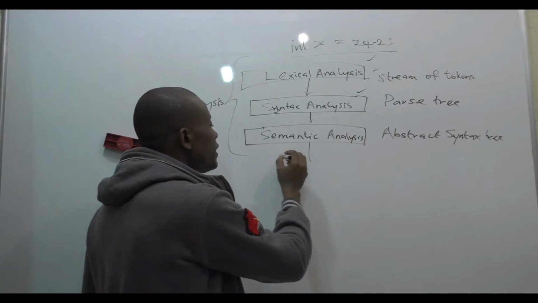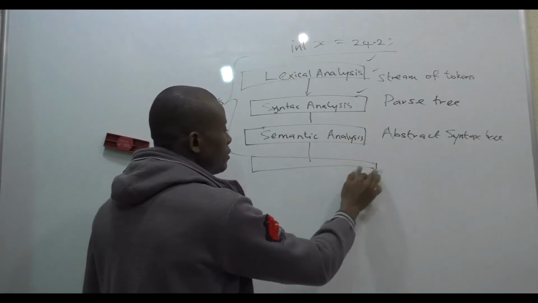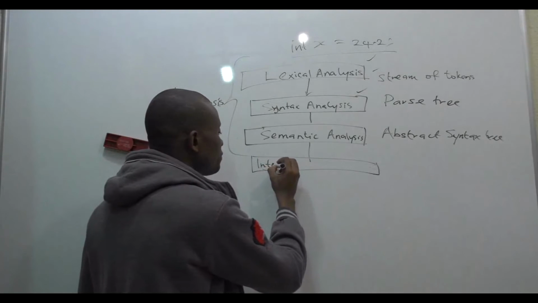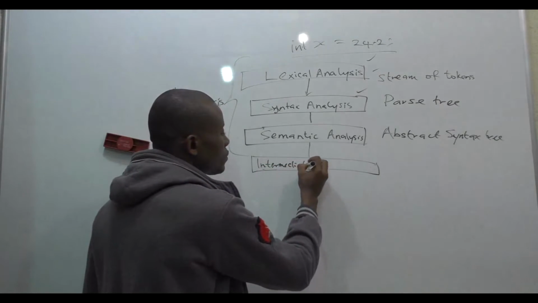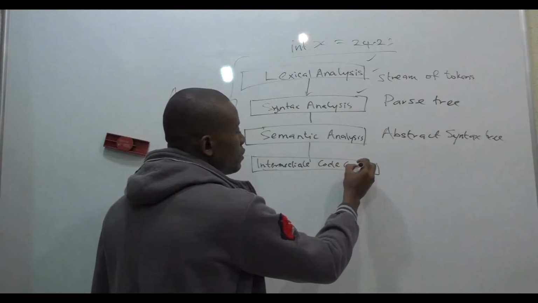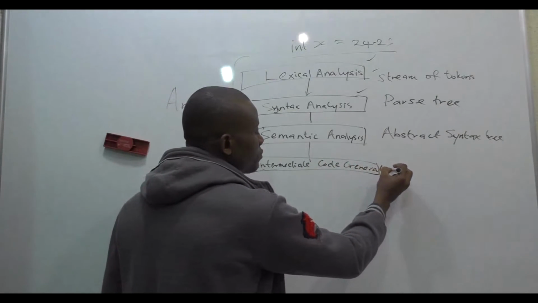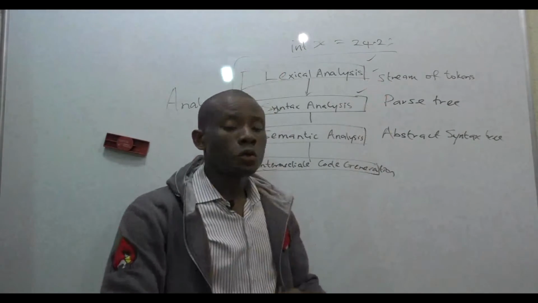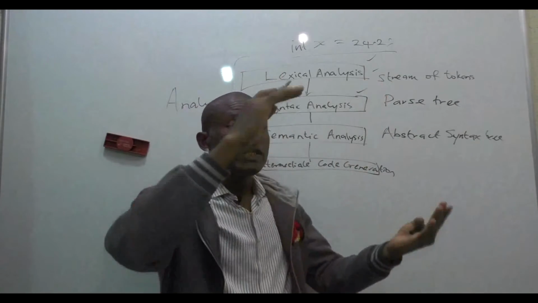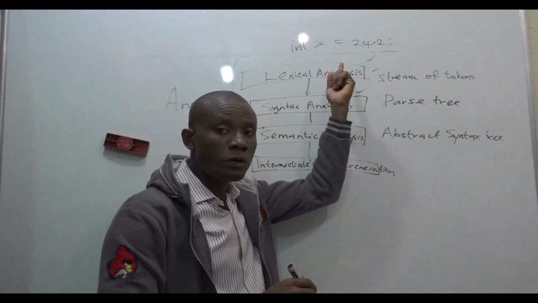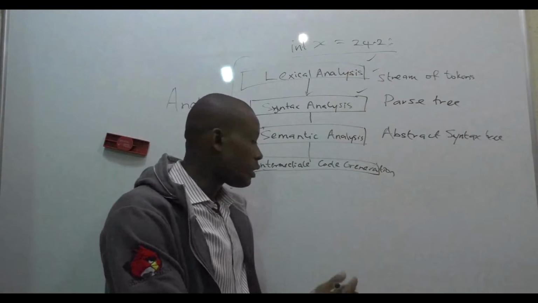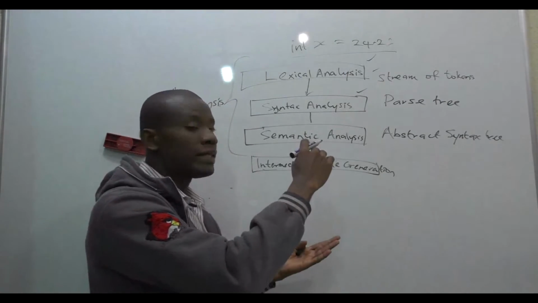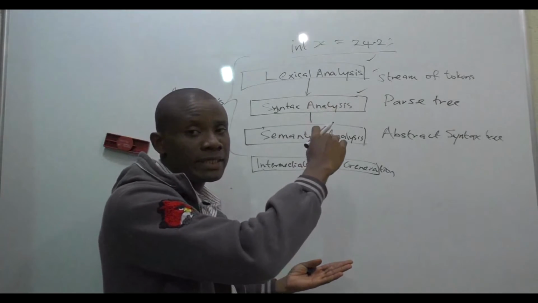So when it comes to the fourth phase now, what we have is the intermediate code generation. Remember what we said before, that a compiler converts a high-level language to a low-level language or the machine code, but in between this high-level language, like the ones we've written here, and the low-level language, which is a machine code of ones and zeros, there is an intermediate code. There is a code that is generated in between these two.